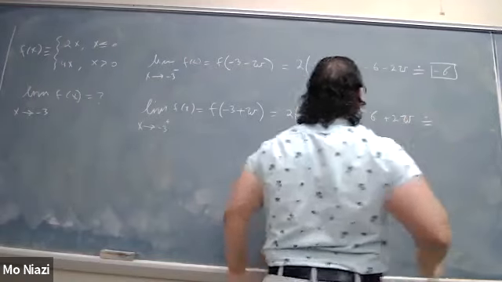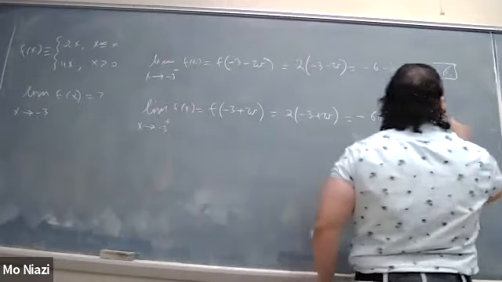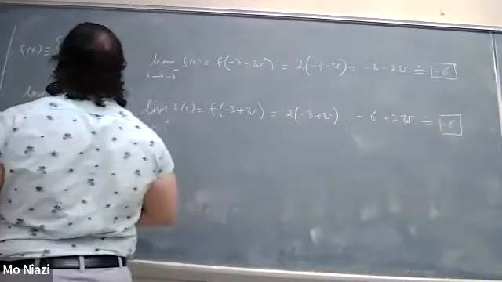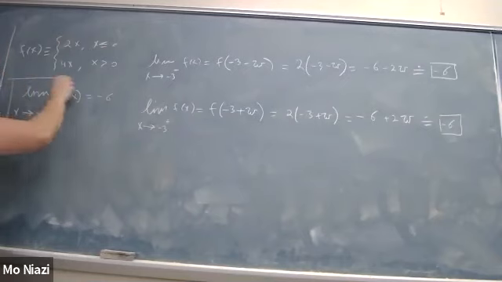And this renders the real result what? Yes. So the left hand and the right hand limits agree. And so we know what the limit equals. It equals negative 6, as x approaches negative 3.